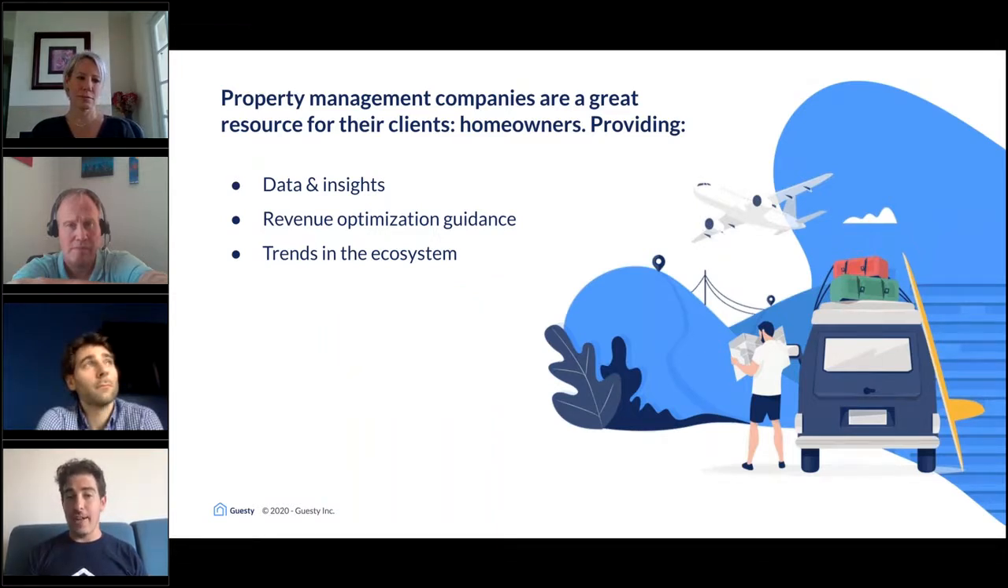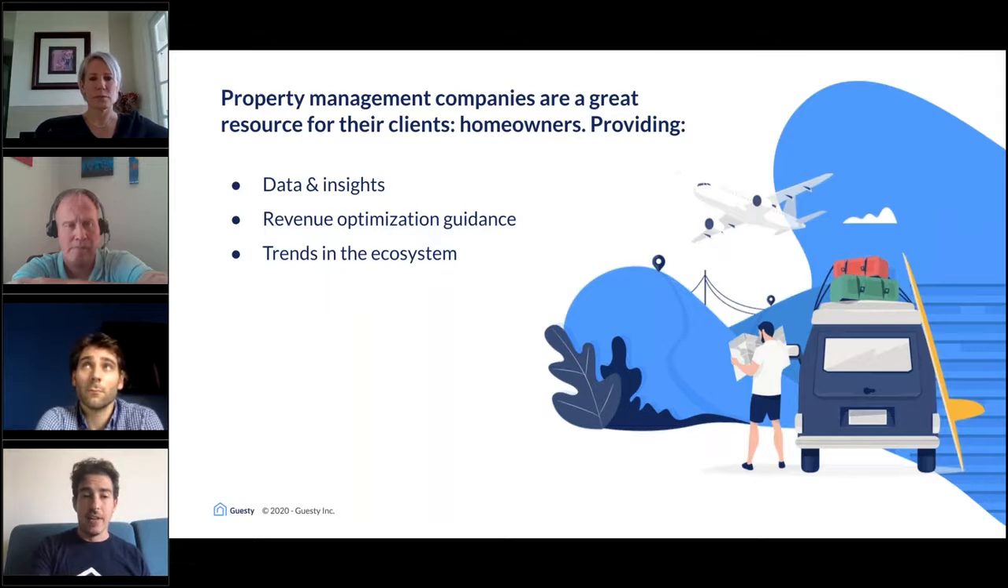Revenue optimization guidance, really understanding how that changes, and it changed a lot from March to April, from April to May, from May to today, and then just in general trends in the ecosystem.